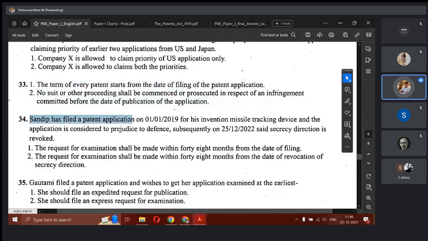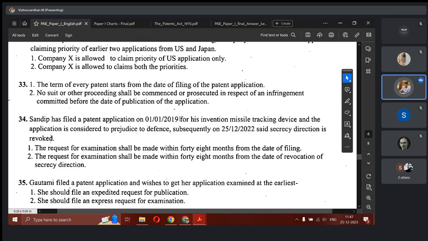Then Sandeep has filed a patent application on 1/1/2019 for his invention, a missile tracking device. You read missile tracking device, it comes under secrecy, and the application is considered to prejudice defense. He filed it on 1st Jan 2019, and on 25th December 2022, the said secrecy direction is revoked.